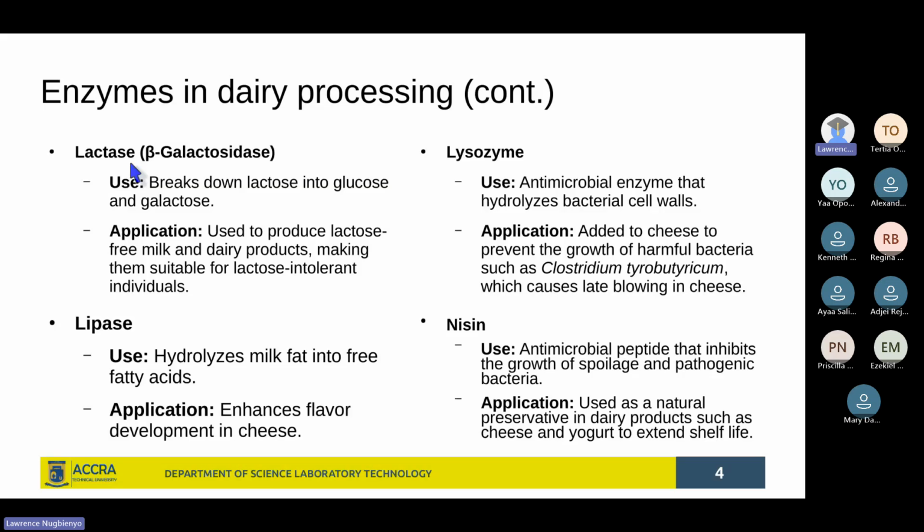You have another one, which is lysozyme, which is used for preservation. So instead of putting some synthetic preservatives in the milk products, you rather put some enzyme. That's a more sustainable way of preservation. And this lysozyme, of course, we studied lysozyme.